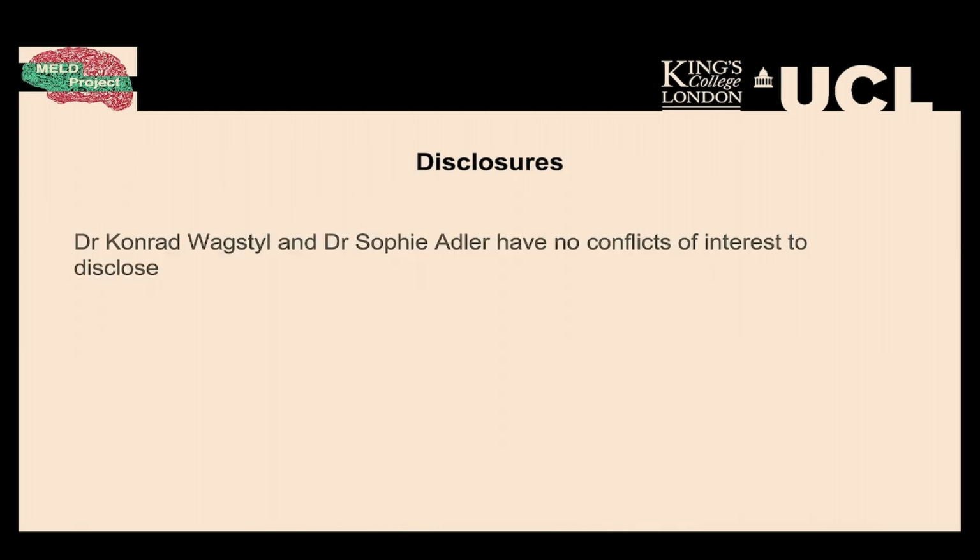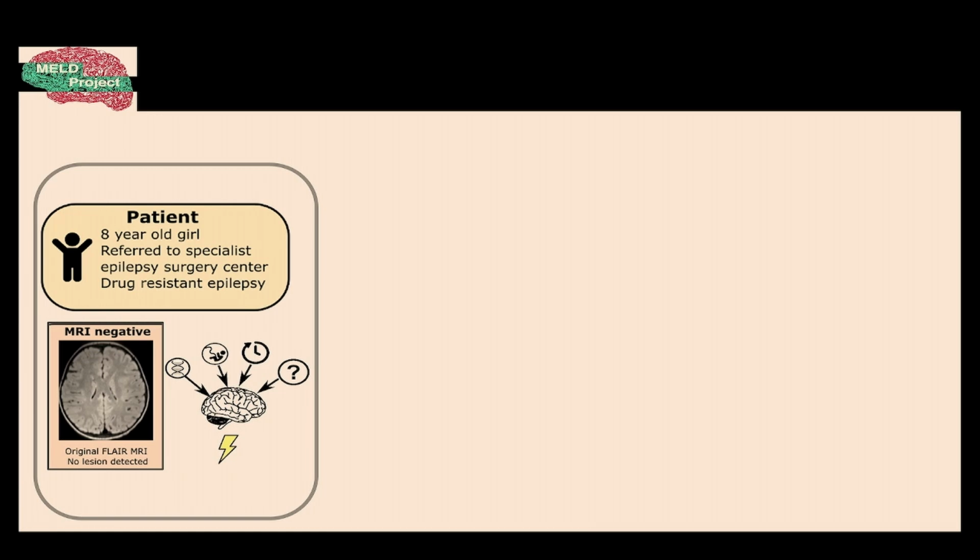No conflicts. So I'm going to start with a case example of an 8-year-old girl who's referred to Great Ormond Street Hospital, which is a pediatric hospital in London, with drug-resistant epilepsy. She has an MRI scan, and no abnormality is found by the radiologists. And so it's not clear what's causing the seizures and what could be done to treat it.